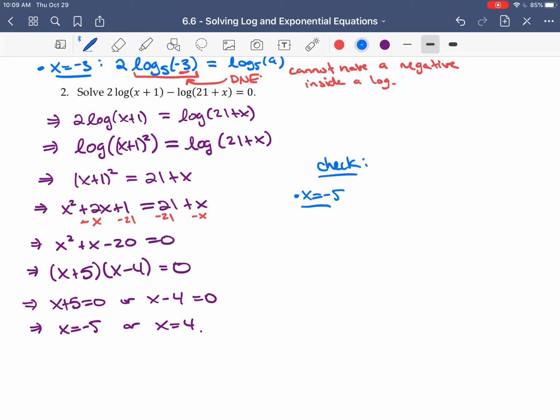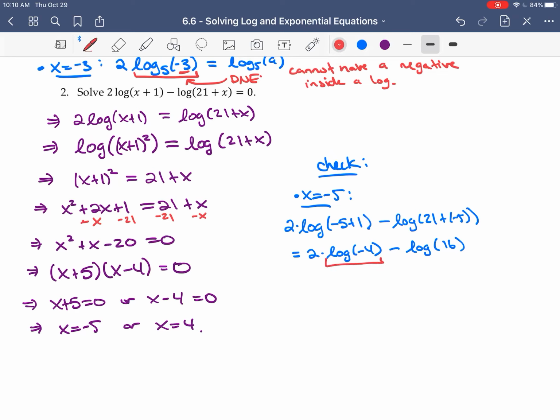So if we check x equals negative 5, we plug it into the initial. So that's 2 times log of negative 5 plus 1 minus log of 21 plus negative 5. So that's going to equal 2 times log of negative 4 minus log of 16. Okay, now log of minus 4, this doesn't exist. Okay, so that means that this is actually not a solution.